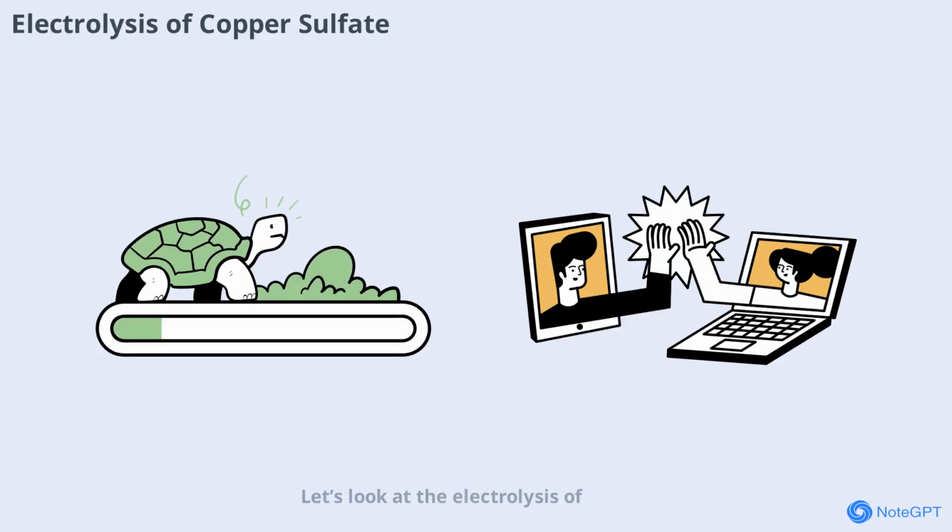Let's look at the electrolysis of copper sulfate solution using copper electrodes. At the cathode, copper ions gain electrons and deposit as copper metal. At the anode, copper atoms lose electrons and go into solution as copper ions. This process is used in electroplating and purification of copper. The reactions at each electrode are clear examples of reduction and oxidation in action.